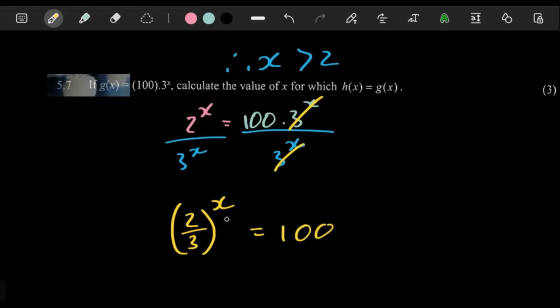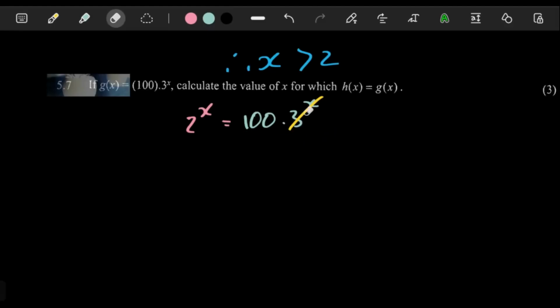Now, guessing an x value that is going to give you this, things get a bit tricky, obviously. Calculate the value of x for which this is equal to this. This fraction will never be a number that's equal to 100 because as the exponent is increasing, the denominator increases at a rate that is faster. So this will never be a number bigger than 1 anyways. So dividing both sides by 3 to the power of x is not a good idea.